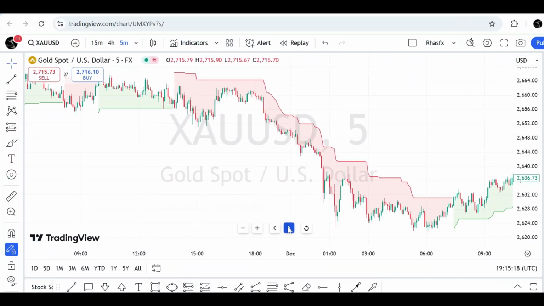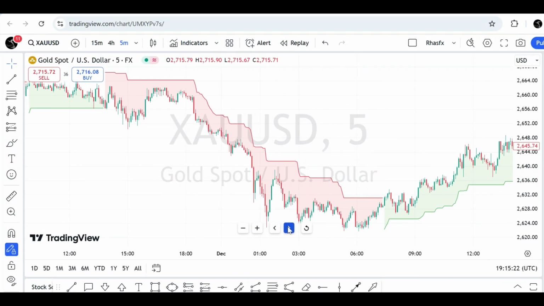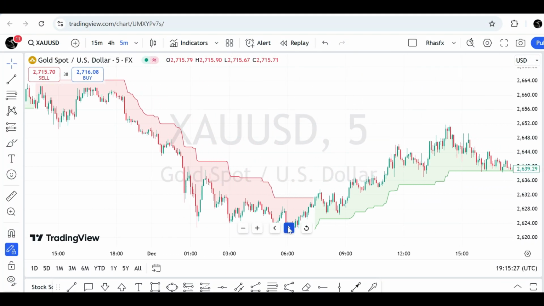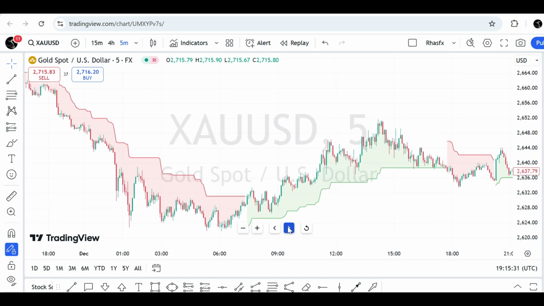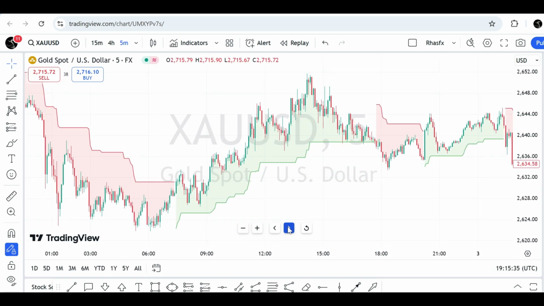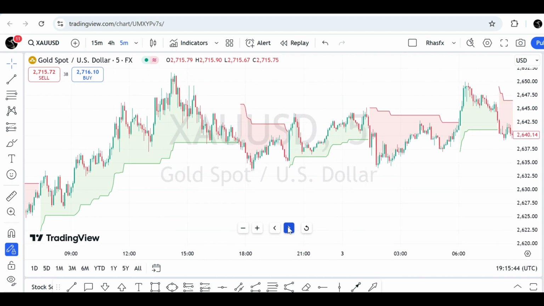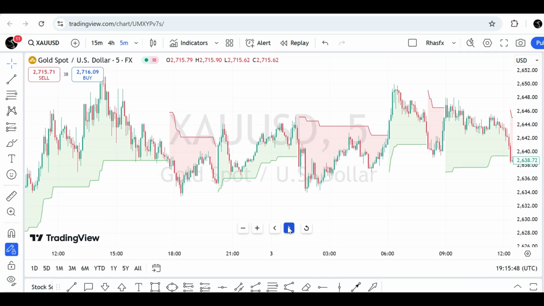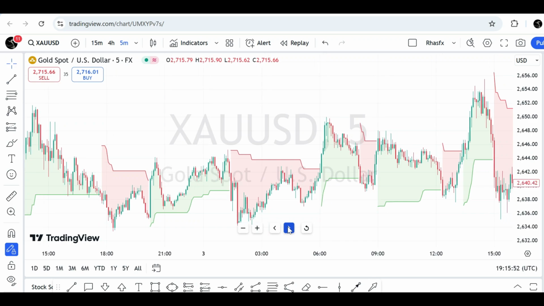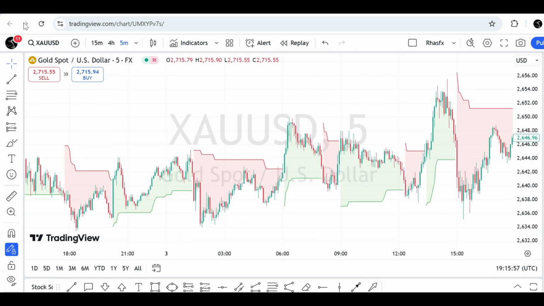Trend identification: quickly shows whether the market is in an uptrend or downtrend. Entry and exit points: provides clear buy or sell signals based on its position relative to the price. Volatility adjustment: adjusts to market volatility via the ATR, making it useful across different asset classes and time frames.